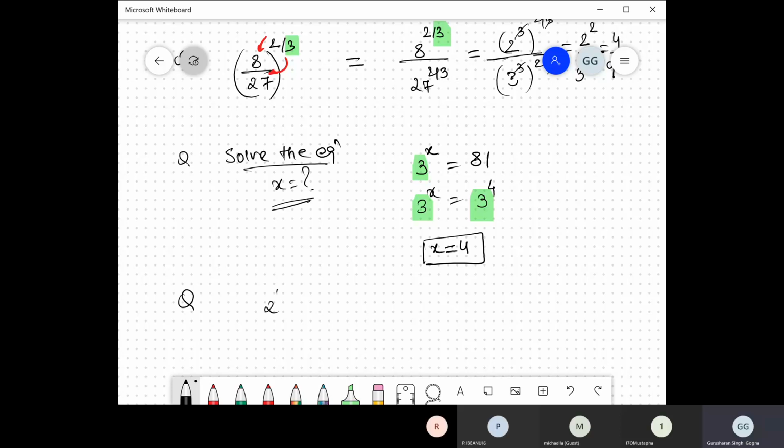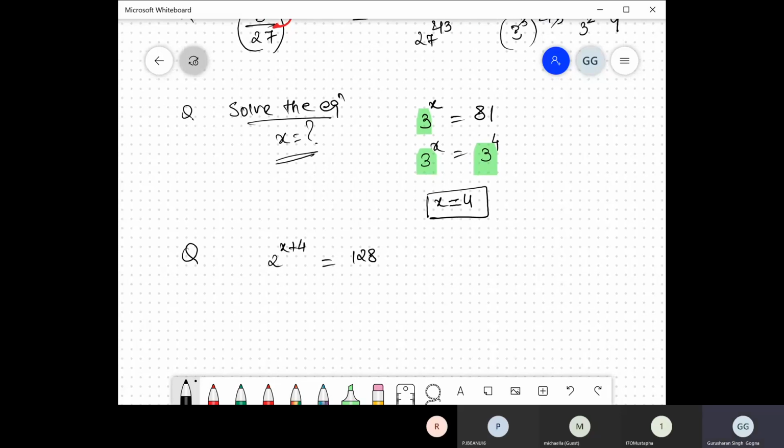2 to the power x plus 4 equals 128. Now, the logic is the same. You can see that it's 2 here. I don't care about the power at the moment. Can I express 128 as a power of 2? Because I have base 2 here. So what power should I use? Anybody?